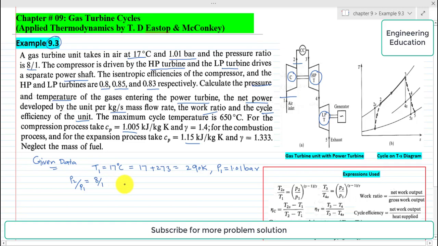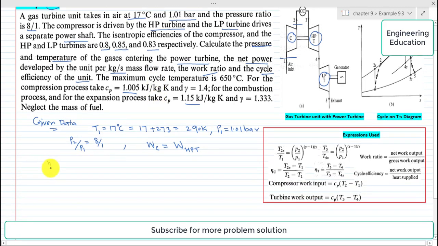So in this case, we can say that the work required for driving the compressor will be equal to the work of the high pressure turbine. Also, the isentropic efficiency of the compressor is 0.8. High pressure turbine isentropic efficiency is 0.85. Isentropic efficiency of the low pressure turbine is 0.83.